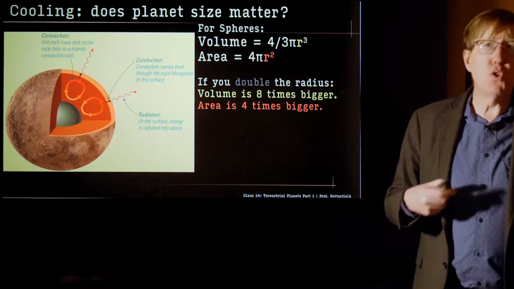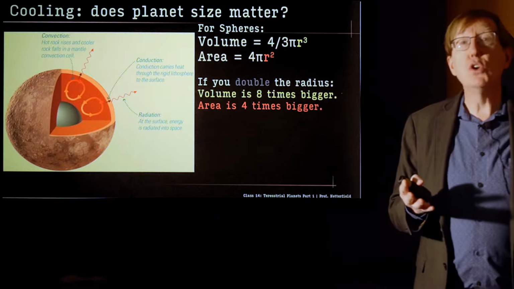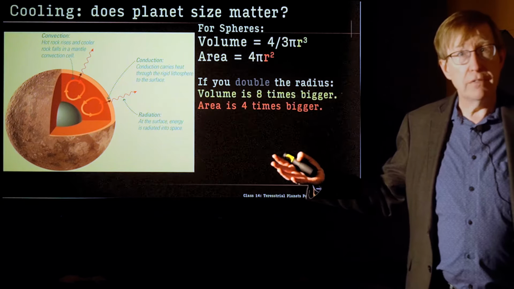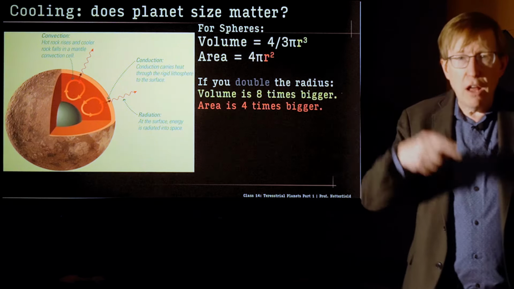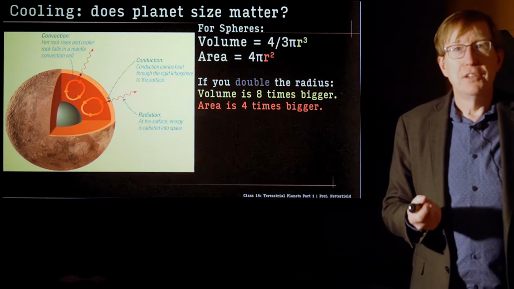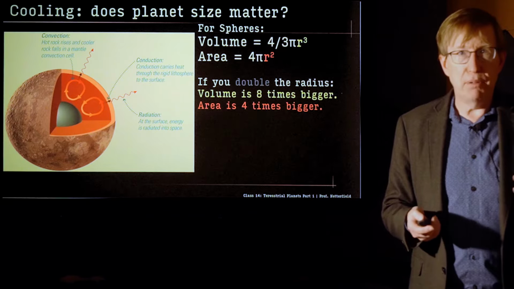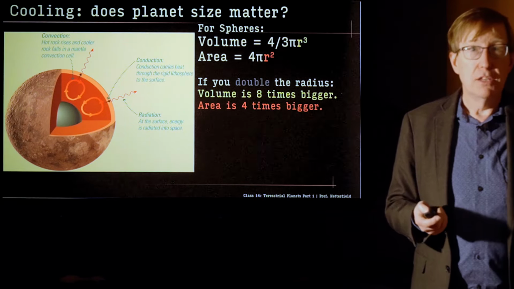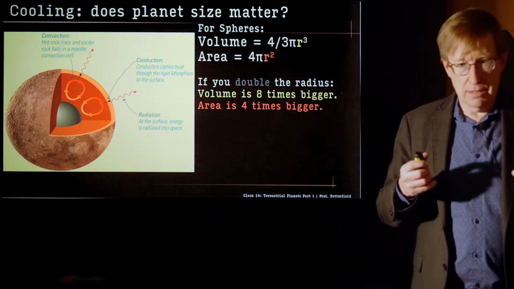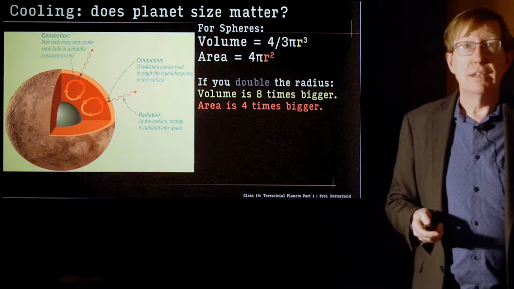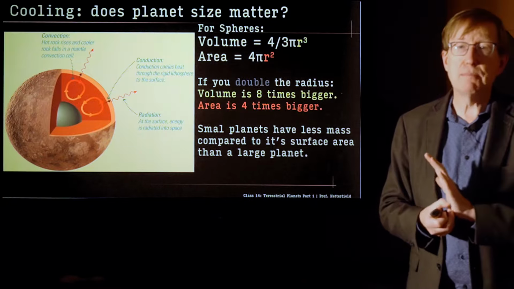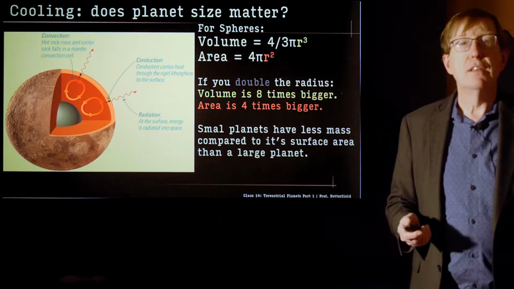So think about this whole cooling process. Eventually, all the cooling comes from radiation from the surface. The more surface you've got, the more heat you can get off. But the more volume you have, the more heat you have to get rid of. So if you have a planet which is twice as big, it's going to cool twice as slow, because the surface area to volume ratio is lower. So small planets have less mass compared to their surface area than large planets.